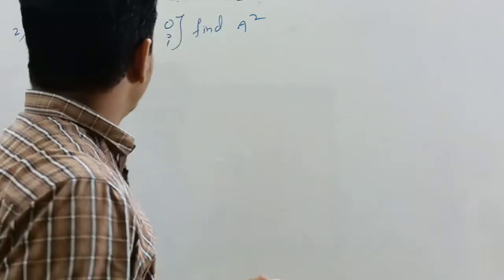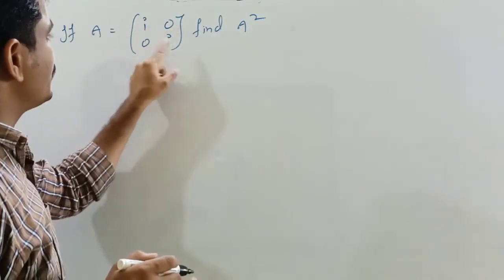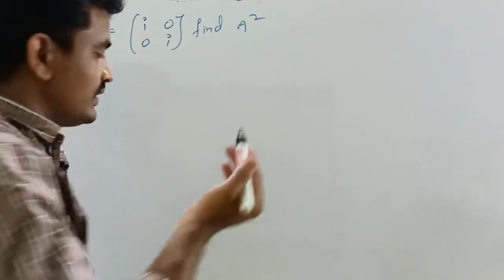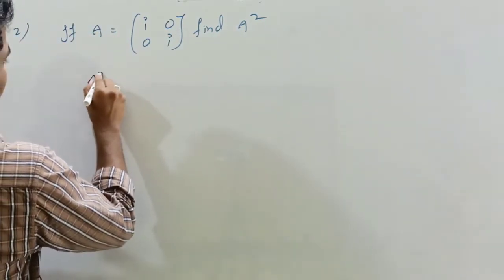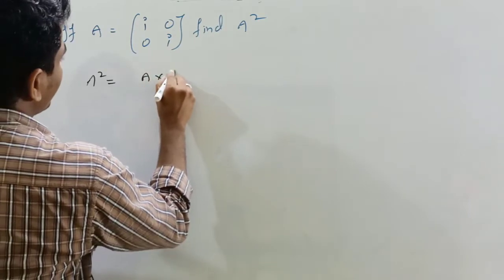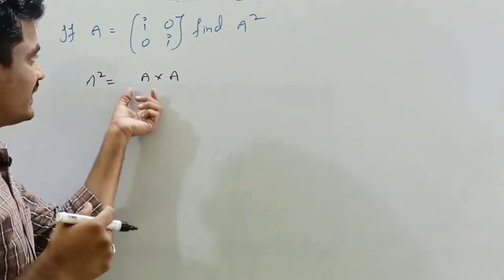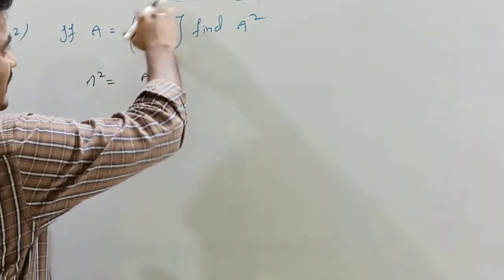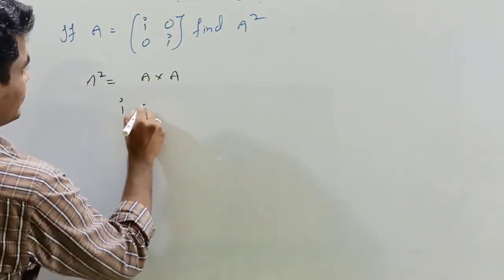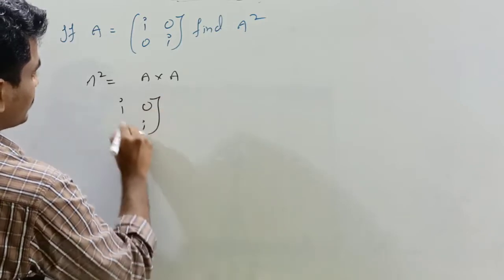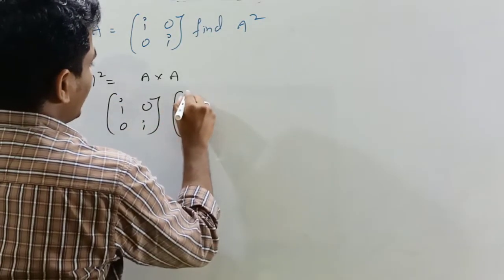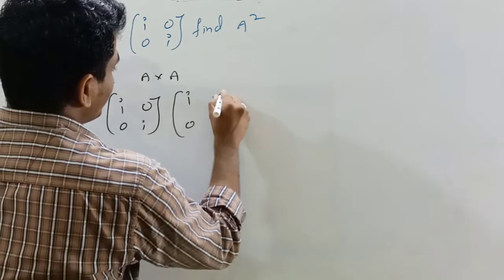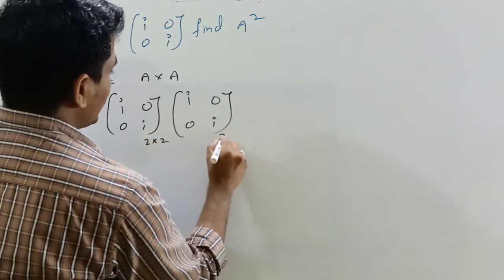Next, he is asking the question: what if A equals [[i, 0], [0, i]]? Find A square. So what is meant by A square? A square is equal to A into A. A is a 2 by 2 matrix, and here A is also a 2 by 2 matrix, because A equals [[i, 0], [0, i]] into [[i, 0], [0, i]]. So it is 2 by 2 and it is also 2 by 2.